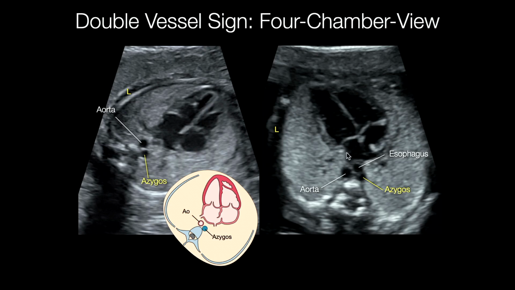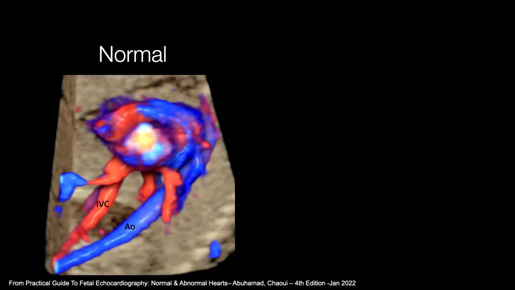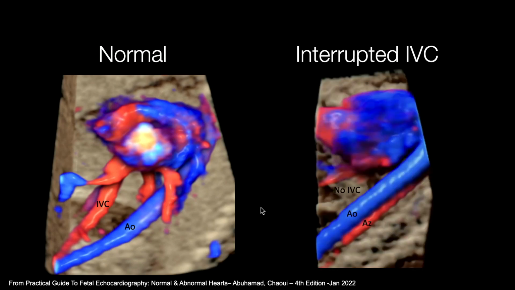I'm just noting here that the esophagus could be dilated also when the fetus is swallowing. Typically, this doesn't last that long. It goes away immediately if you monitor and watch that carefully. Here's a normal 3D of the IVC bringing blood to the heart and the aorta going down. Typically, a normal azygos is a bit hard to see. And here's a double vessel sign showing you the dilated azygos and no IVC bringing blood into the right atrium.